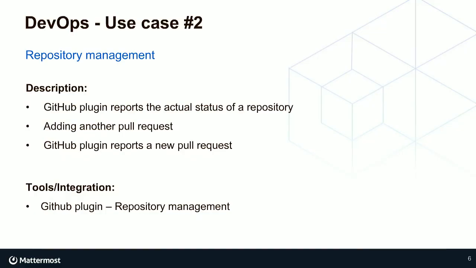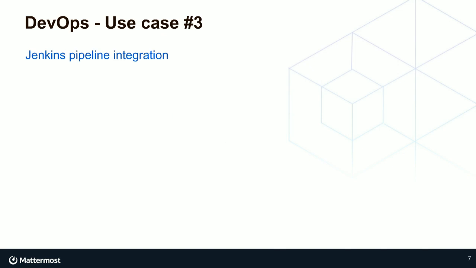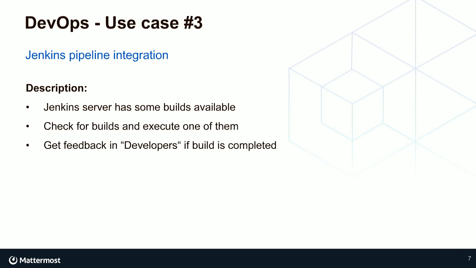So this was DevOps use case 2, and because of the delay, I jumped directly to the next use case, and I appreciate any questions afterwards. So the last one I want to show you today is the Jenkins Pipeline integration. We covered the repository system, we covered JIRA as an issue and bug tracker, and we also have Jenkins, which a lot of people still use.